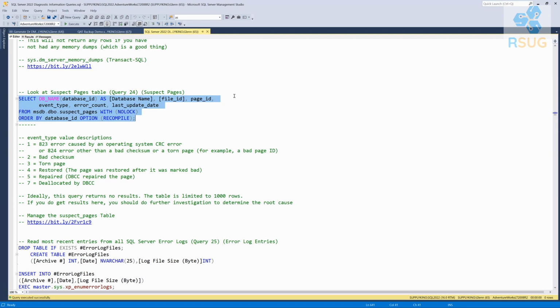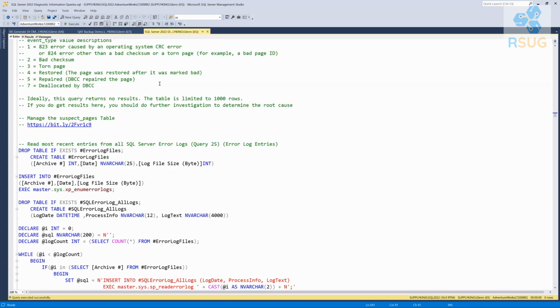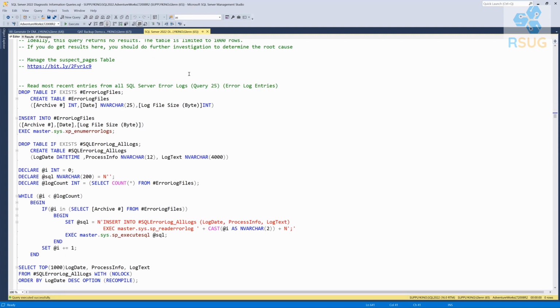So if you're running DBCC CheckDB, you probably don't need to worry about this as much, but I think it's a good idea to run it. Because some people don't run DBCC CheckDB because they've got huge databases and they're worried about the resource usage, for example. Right. Okay.